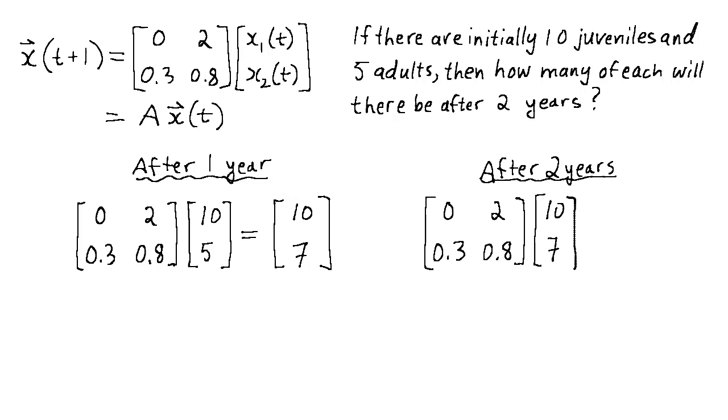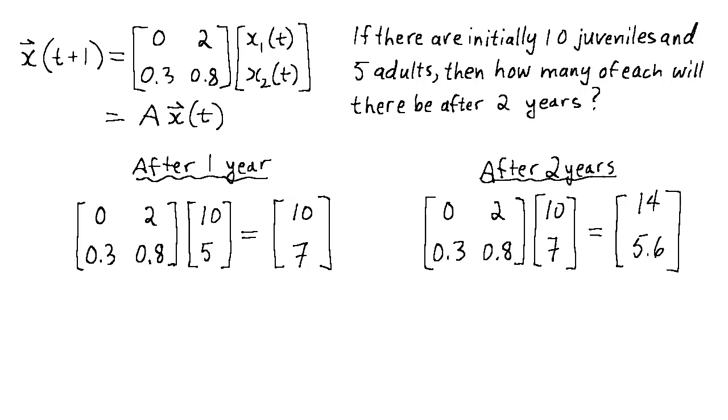Carrying out the matrix vector multiplication leads us to predict that the population consists of 14 juveniles and 5.6 adults after 2 years. If you're worried about what 5.6 adults looks like, just think of it as an average, along the same lines as what we mean when we say the average couple has 2.5 kids.